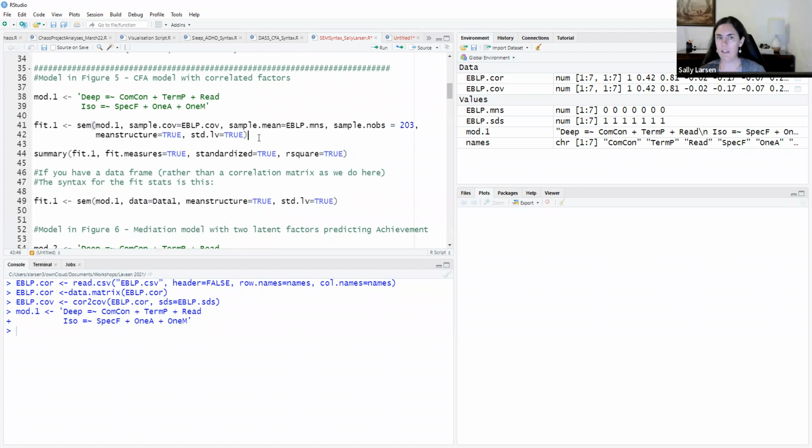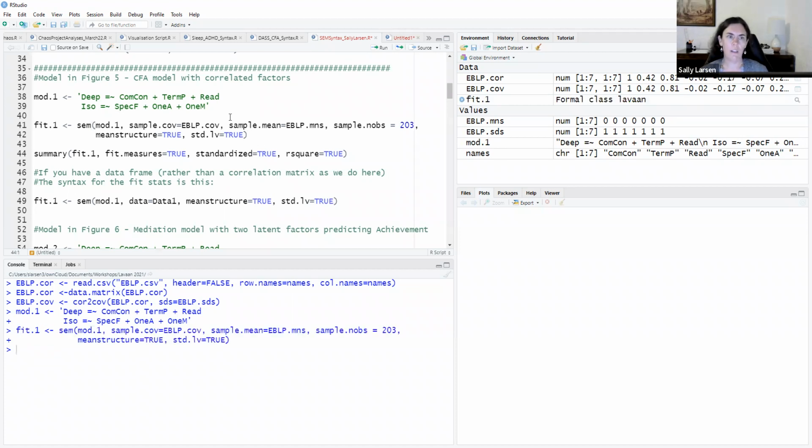std.lv means standardized latent variables. So I'm standardizing the latent variables. Sometimes you will want to do that and sometimes you won't. There are different reasons why you might be interested in standardized or unstandardized latent variables. But in the example that I'm showing you, the latent variables are standardized, so this should give us about the same information, and nothing really has happened.